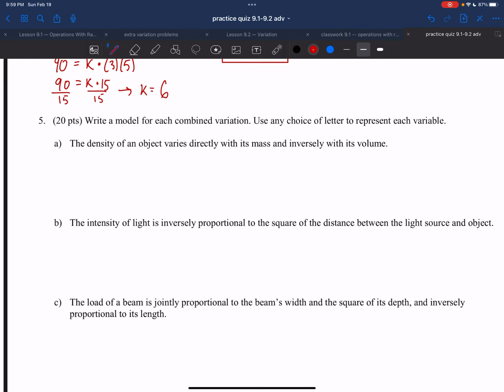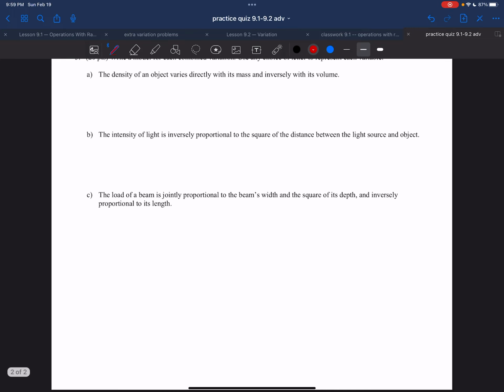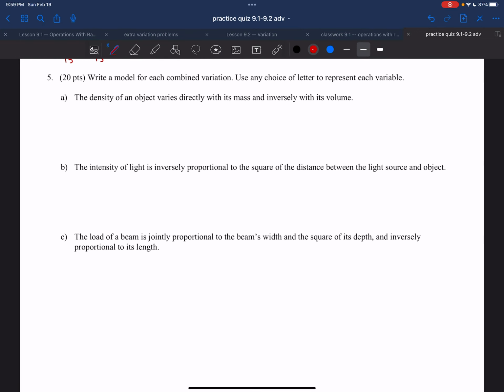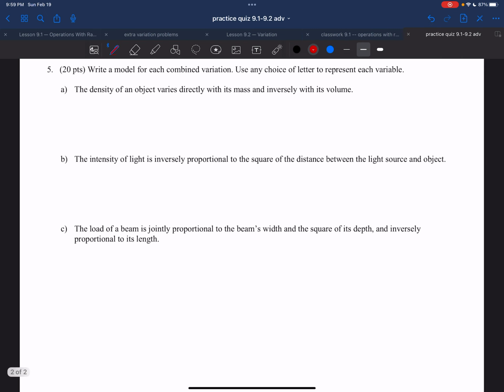Move on. Okay. And now for number 5. Here we go. Write a model for each combined variation. Use any choice of letter to represent each variable. Because I don't care. You don't have to use x and y. You can use whatever letters you like.